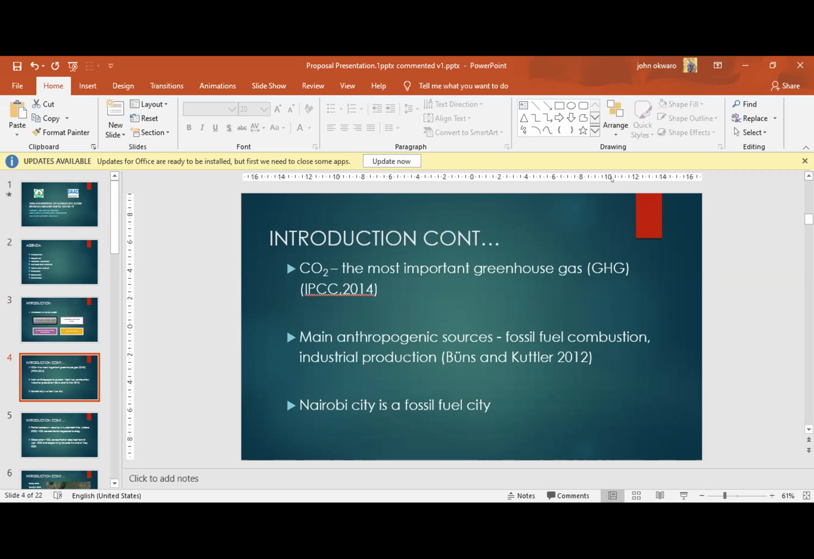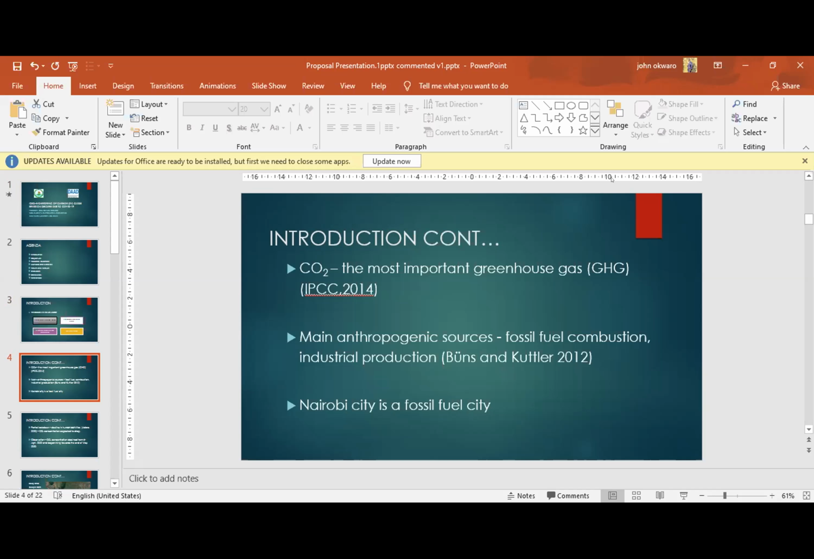Carbon dioxide is the most important greenhouse gas, of course, because of its long lifetime in the atmosphere. Of course, there's methane, which is also an important one, but methane stays a short time in the atmosphere. So carbon dioxide remains the most important, especially when you are talking about a long period like 100 years.